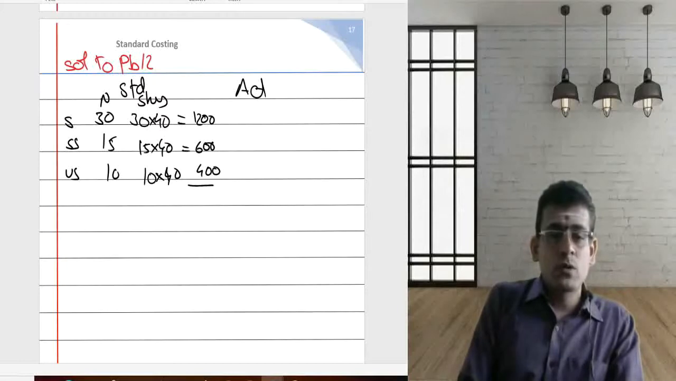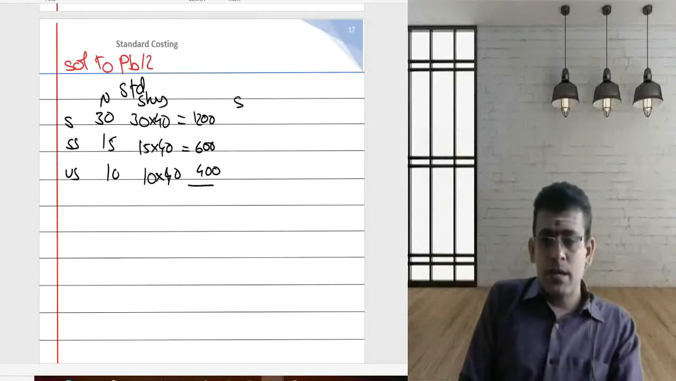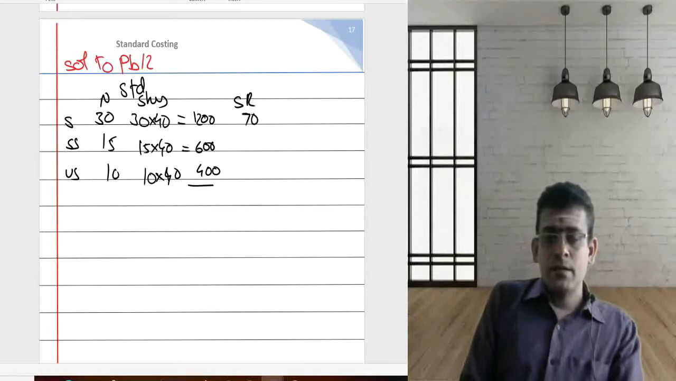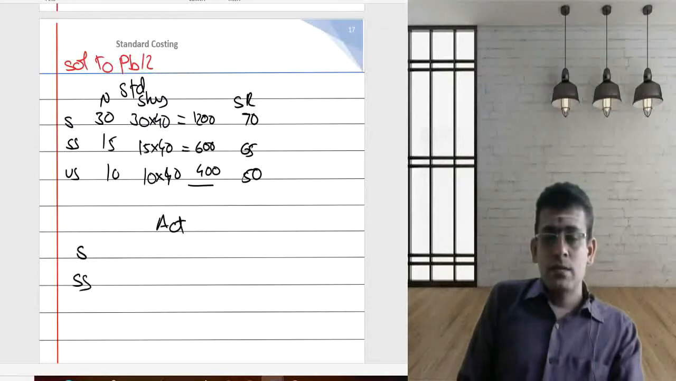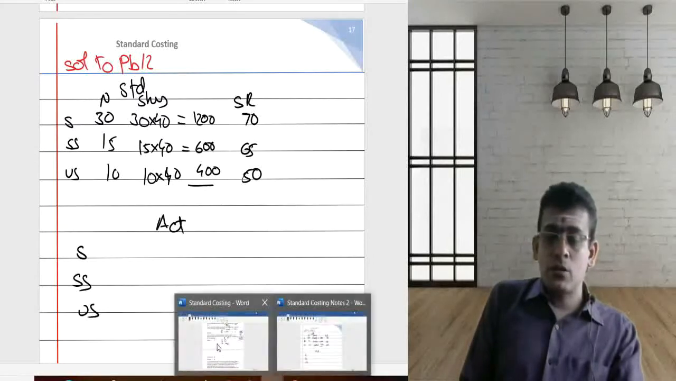And what else do we know? We have already been provided the standard rate, so take your standard rate there: 70, 65, 50. That is the information given. Standard hours is calculated. Now let us go to the actuals part. Actual also we know: skilled, semi-skilled and unskilled. Now let us continue reading the problem.